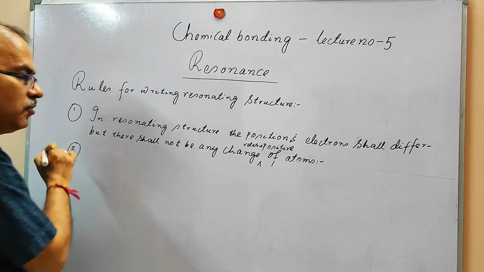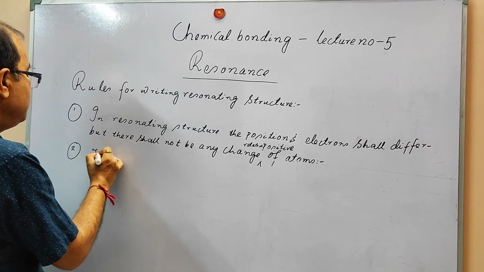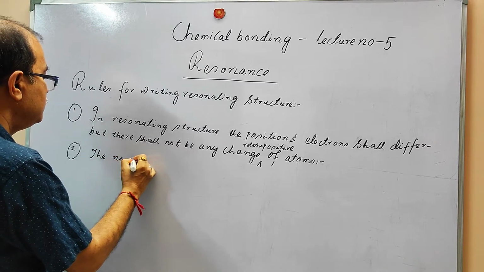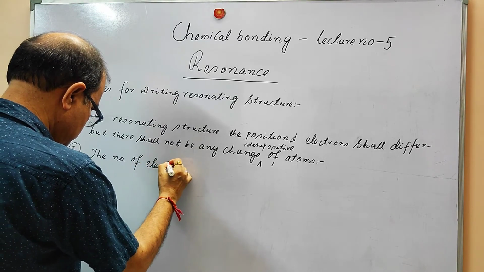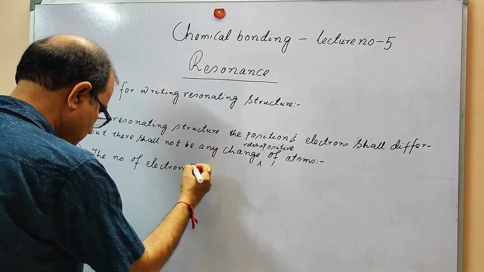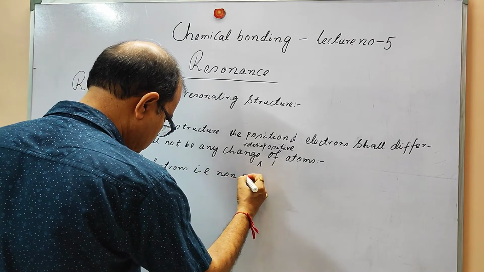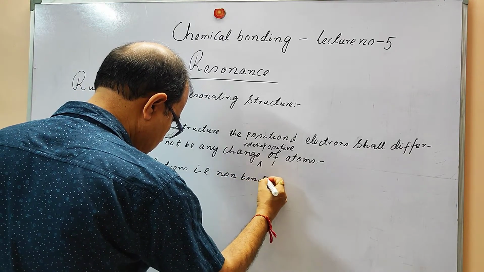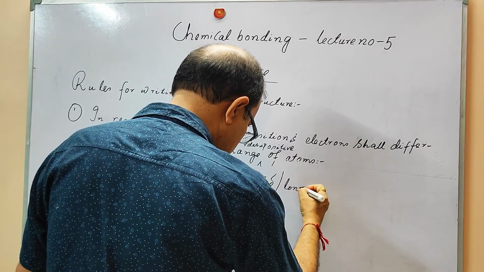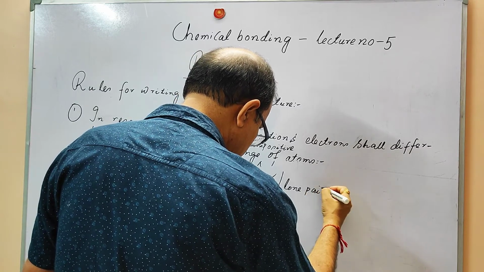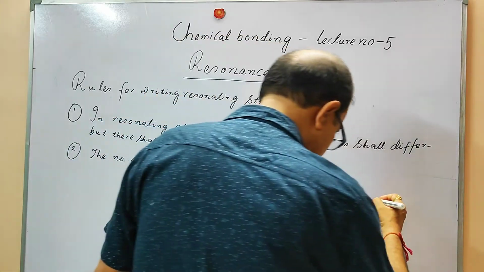The second thing that we always remember in our mind is that the number of non-bonded electrons, that is, the lone pair electrons, shall be the same. Lone pair electrons shall be the same.